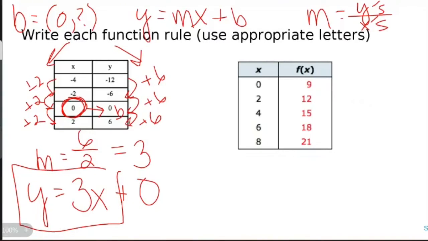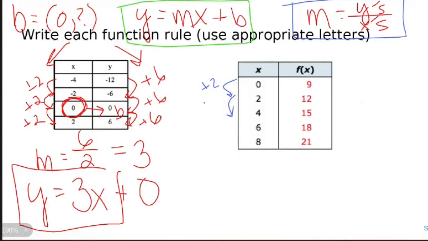I'm going to approach this the same exact way. I have to find my pattern. So again, I'm writing out an equation, which looks like that. I have to find my slope, which is the change in the y's over the change in the x's. So here's my x's. Add 2, add 2, add 2, add 2. Here's my y's. Now, if you're wondering what's f of x? F of x is y. We'll change it at the end because it says use appropriate letters.